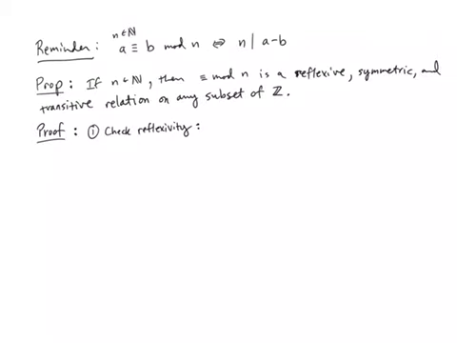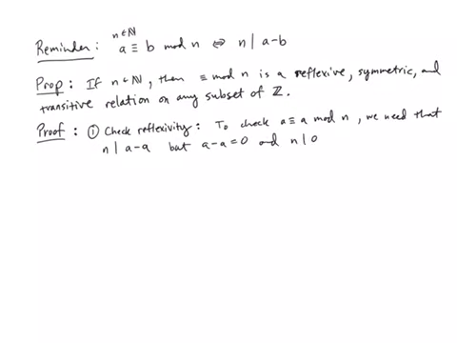So we need to check that A is equivalent to A mod n. That just means that, to check that A is equivalent to A mod n, we need that n divides A minus A, but A minus A equals 0, and n divides 0, obviously. So that's it for the reflexivity.